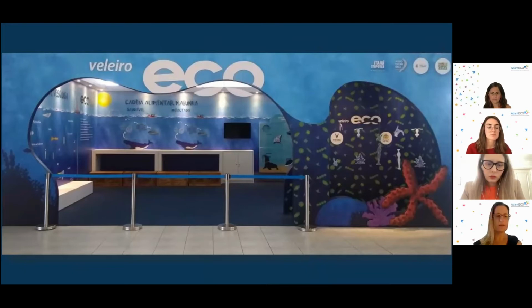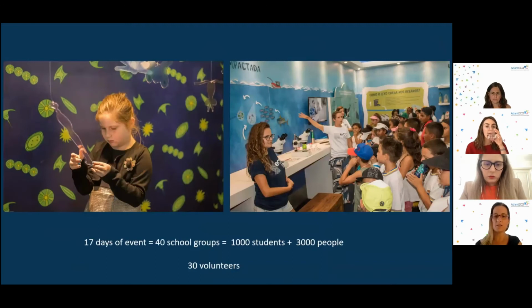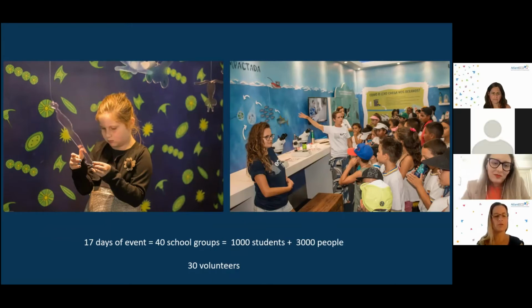So during 17 days of the event, we received 40 school groups, totaling about 1,000 students aged between 6 and 12 years old, and an even greater number of residents and tourists. To meet this huge demand, and it was really intense, we had the kind participation of 30 volunteers among students and professors from UFSC and a local university. The booth was divided into sectors, and in the end, we realized that it was a great strategy.